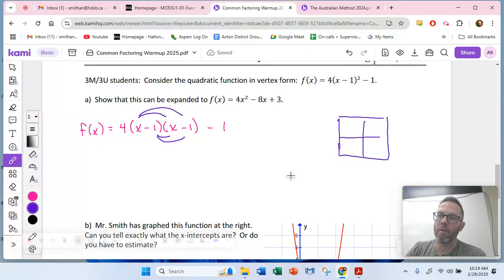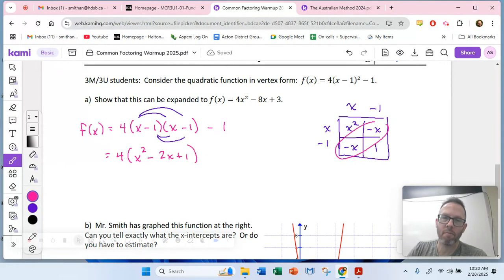If you still like doing the area model, you can still do area models. What's the four multiplications? Minus 1x, x squared, and 1. And then when you add those two together, you get minus 2x plus 1. And then you distribute the 4. And then you collect the like terms. 4 minus 1 is 3. So yay us, we did it.